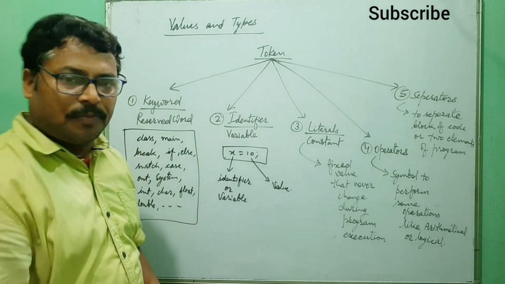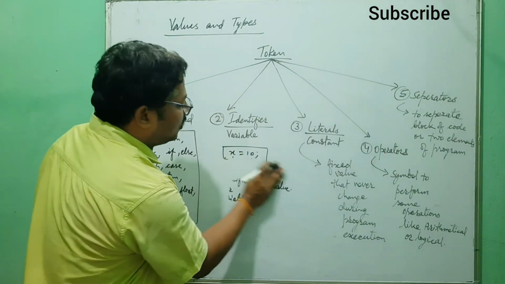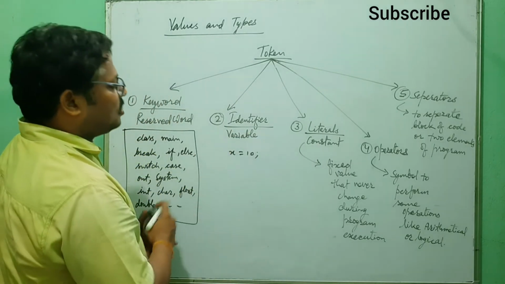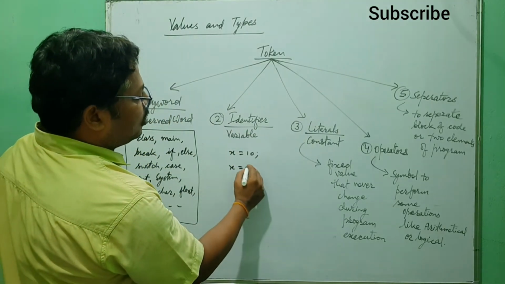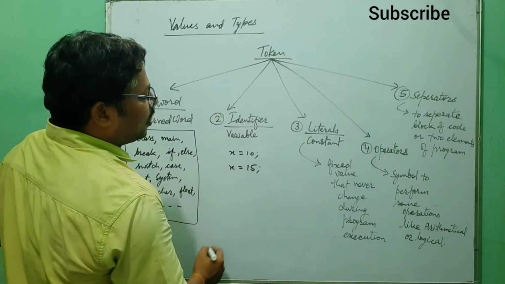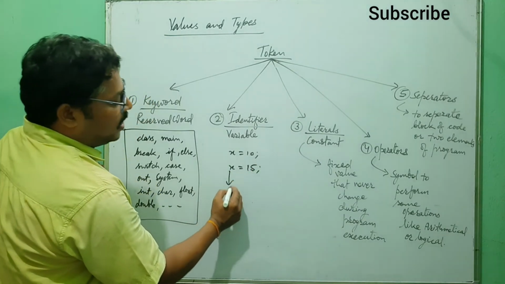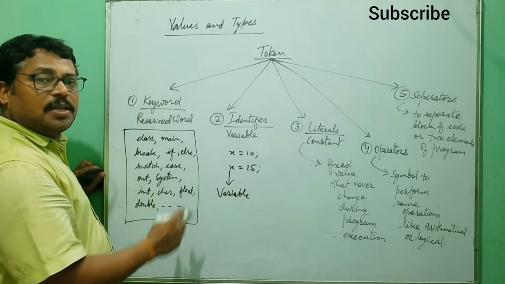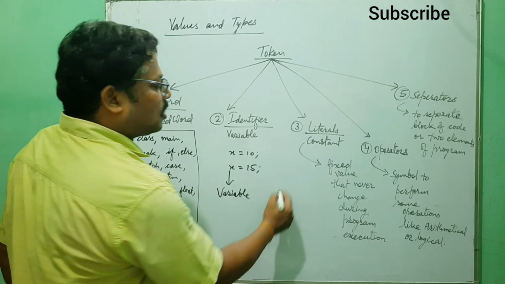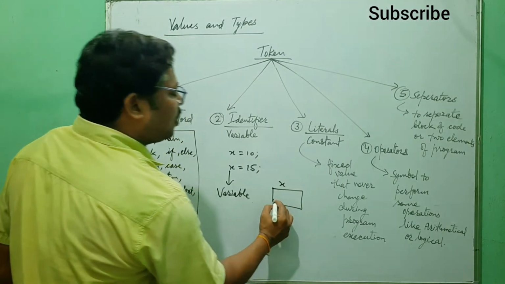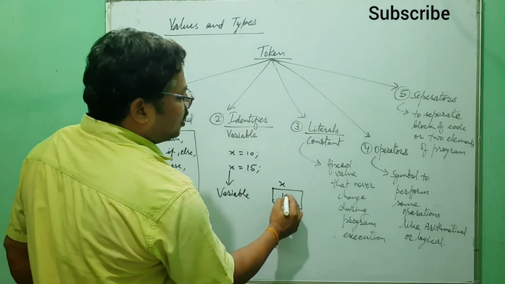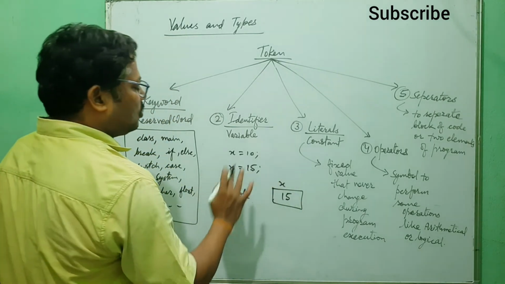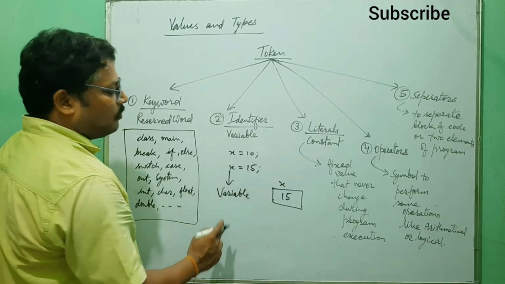X is the variable. Now we understand one more thing: when x is equal to 10 is given, it can change, so x can hold 15 the next time. That means this is a variable. Why are we saying variable? This is the name of the memory location. In memory, x will be one block, and it will hold the value 10. It is of integer type, okay? So there is no problem, but x is the variable.